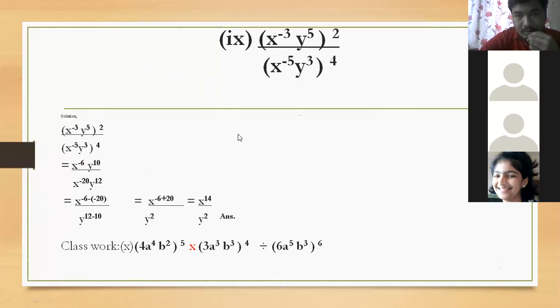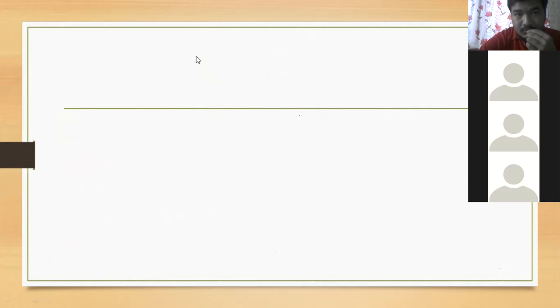16 and 9 a square before a power, 2 b power 4. Sir. Yes, please.